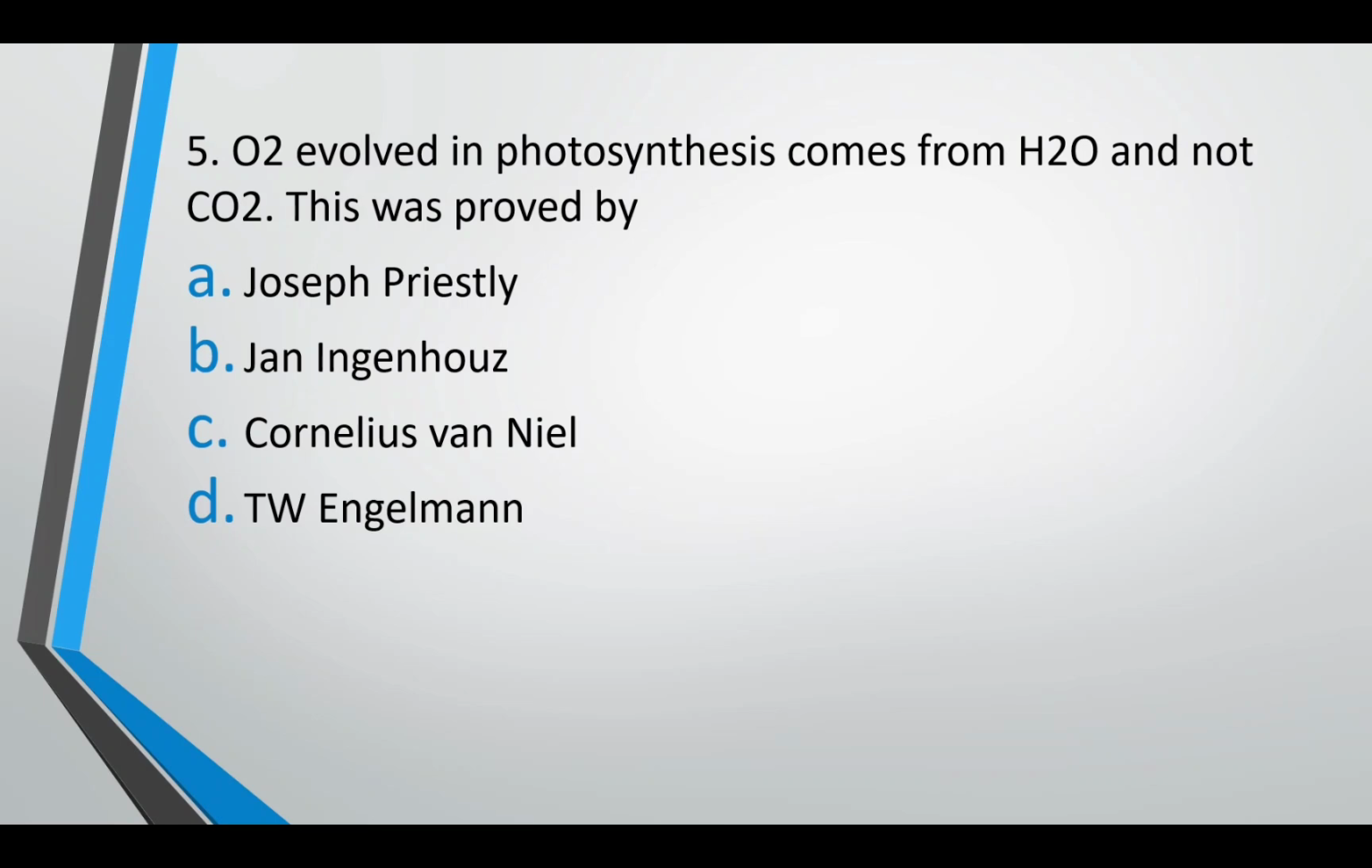Question 5. Oxygen evolved in photosynthesis comes from water and not from carbon dioxide. This was proved by option A, Joseph Priestley. Option B, Jan Ingenhousz. Option C, Cornelius van Niel. Or option D, T.W. Engelmann. Oxygen evolved in photosynthesis comes from water and not from carbon dioxide was proposed by. The correct answer is option C, Cornelius van Niel.